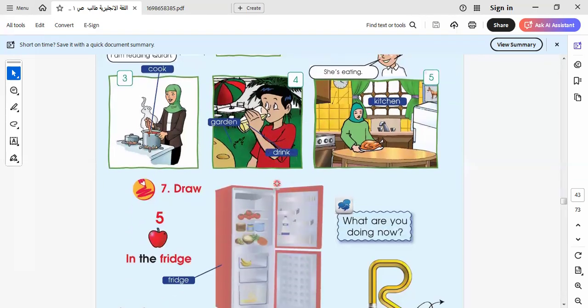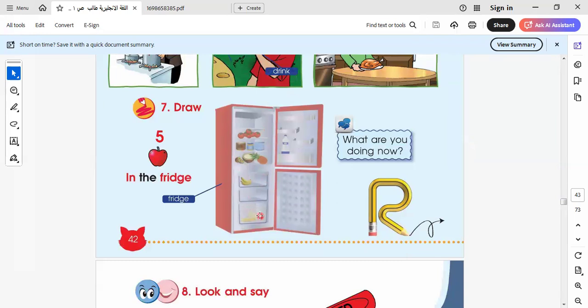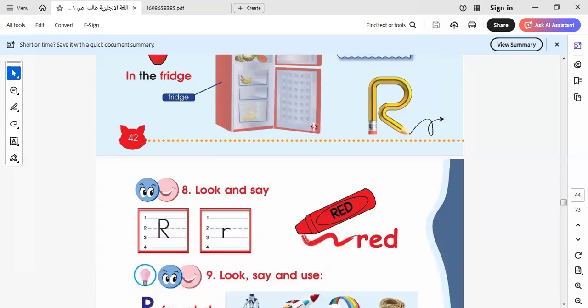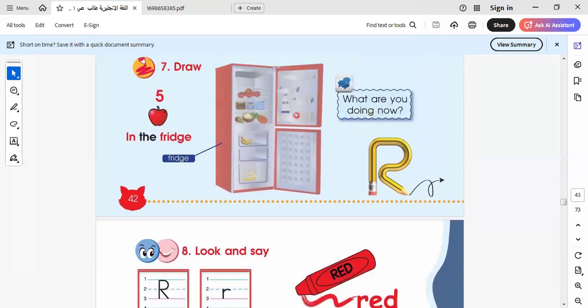Here is garden and drink. Here is the fridge. In the fridge, we see food, tomato, pineapple, banana, and so on. All these things we see in the fridge.